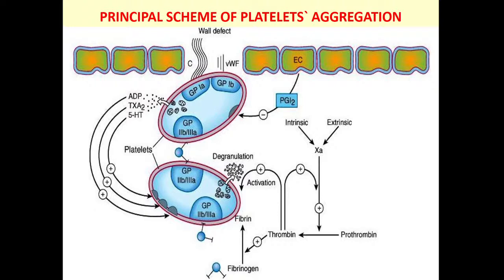Fourth, blockade of 5-hydroxytryptamine serotonin receptors. Fifth, inhibition of the enzyme phosphodiesterase, leading to an increase in the concentration of cAMP. Sixth, blockade of calcium channels of platelet membranes, leading to a decrease in the concentration of calcium ions. And seventh, activation of prostacyclin receptors of platelet membranes.